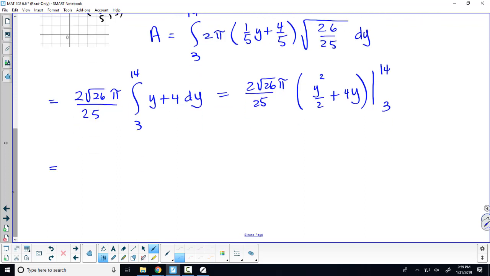All right, so plugging in our limits of integration, we have 14 times 7, 14 times 14 but divided by 2, so we get 98 plus 56 minus 9/2 minus 12, I think. Then whatever that simplifies to.